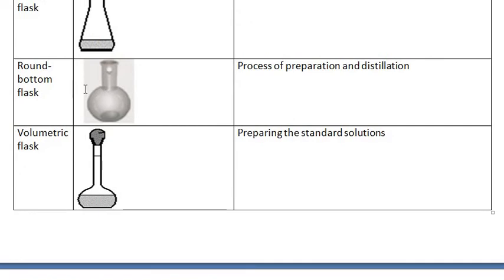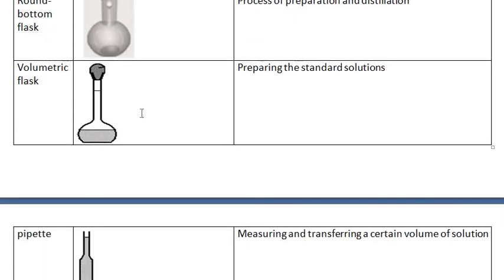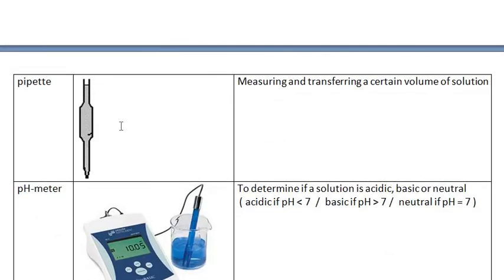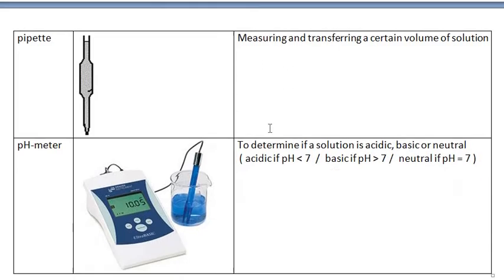This is called a round bottomed flask, used for preparing substances and for the distillation process. This is called the volumetric flask. This is used for preparing standard solutions. What is a standard solution? The solution which has a known concentration. This is called a pipette, used for measuring and transferring volumes of solutions.